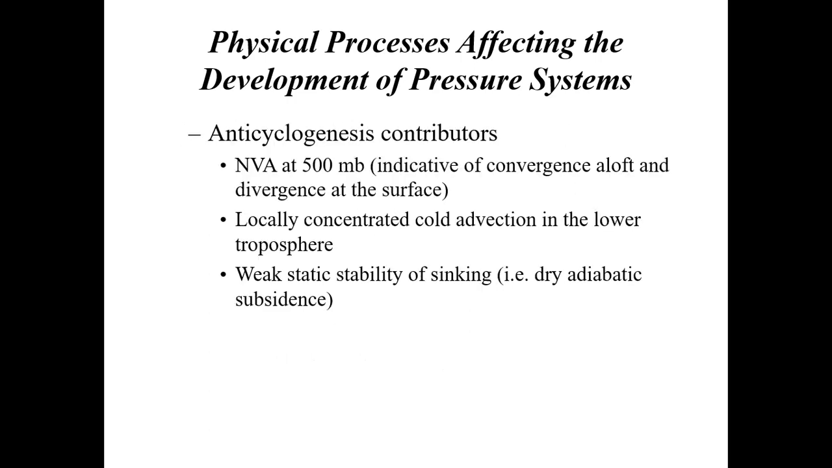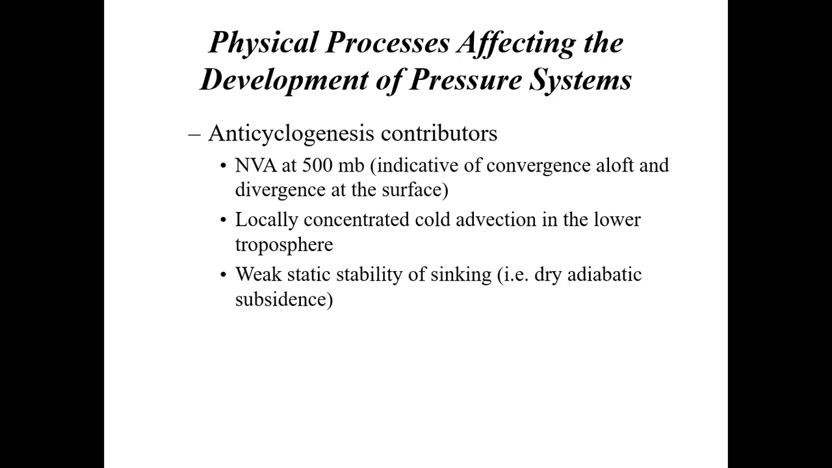For anticyclogenesis contributors, that's your high pressure systems, we now have negative vorticity advection, NVA, at 500 millibars or 18,000 feet. That's going to be indicative of convergence or the gaining of mass, the addition of mass aloft. And then the air eventually sinks, hits the Earth's surface, and spreads out, low-level divergence.